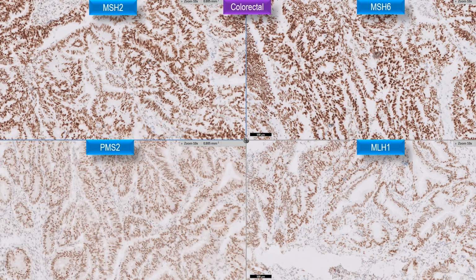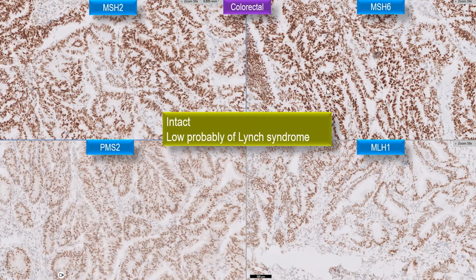So here's one that's intact for everything. When I do this live, I usually start to ask people, but I'll just answer myself, I guess, and hopefully get them all right. So all of these have intact nuclear staining: MSH2, MSH6, PMS2, MLH1. Some of them will be a little bit weaker. PMS2 tends to be a little bit weaker. You can still see it's positive here. So you'd say this is intact and low probability of Lynch syndrome.